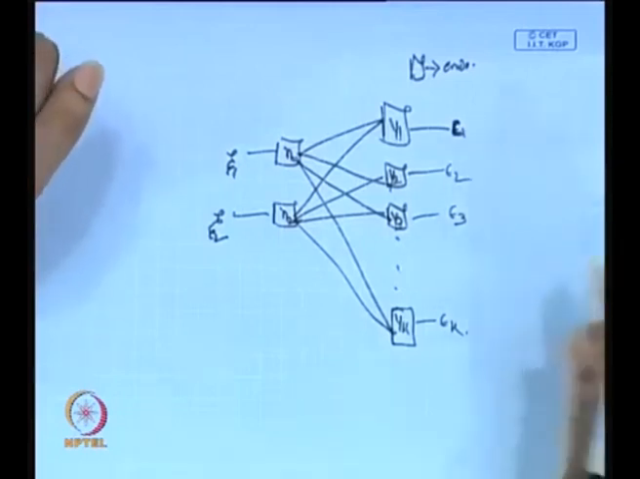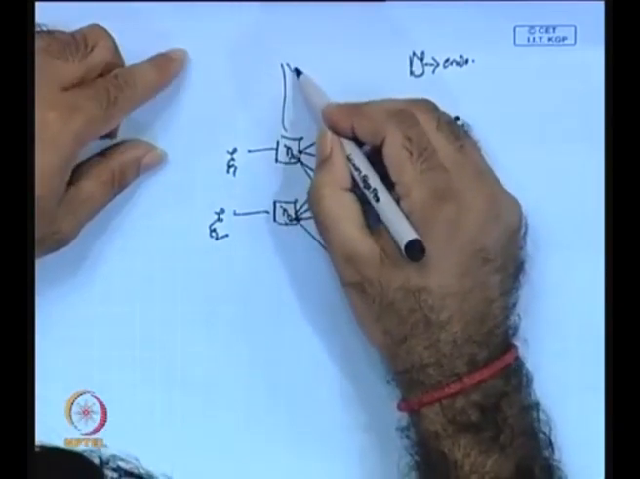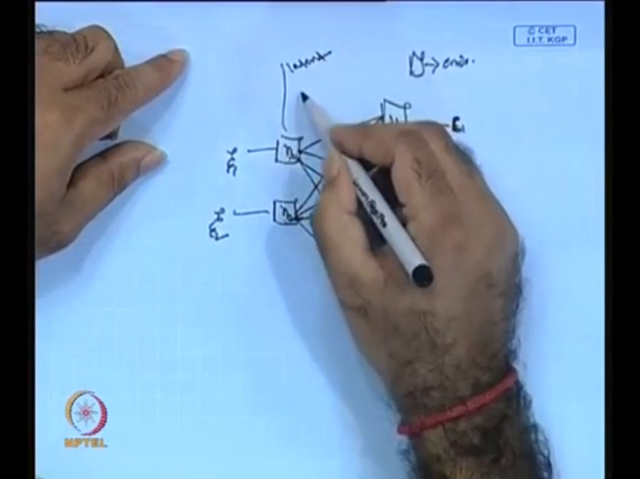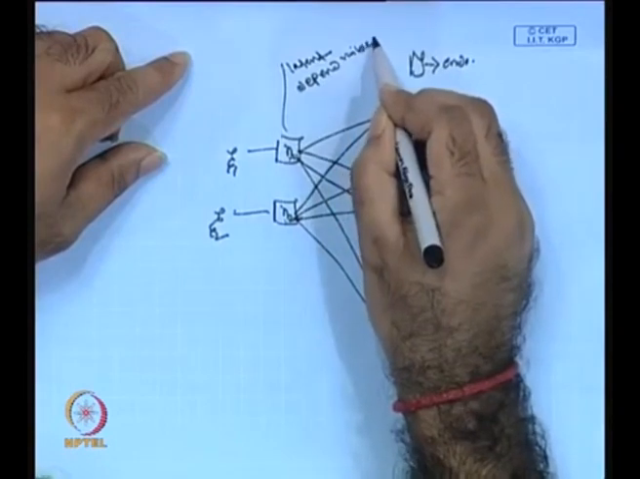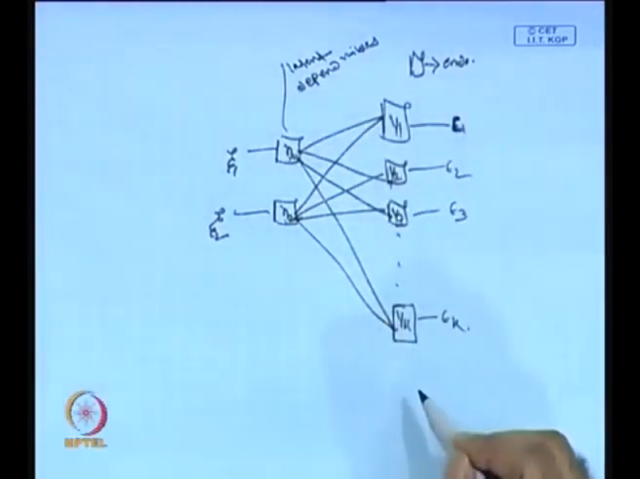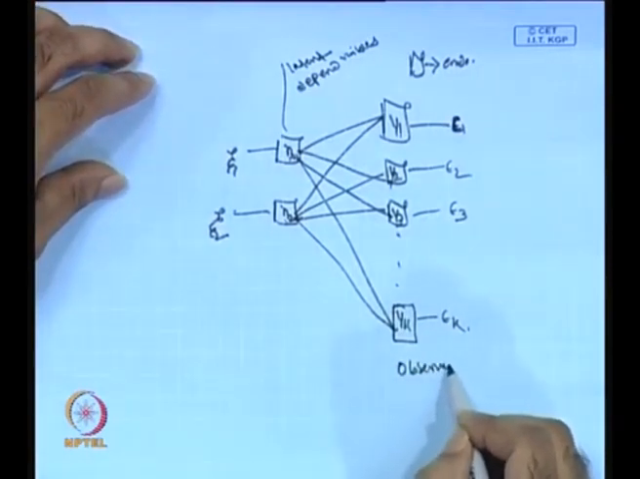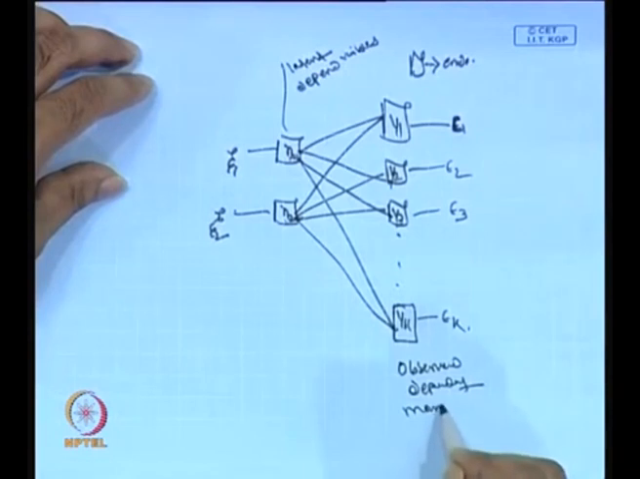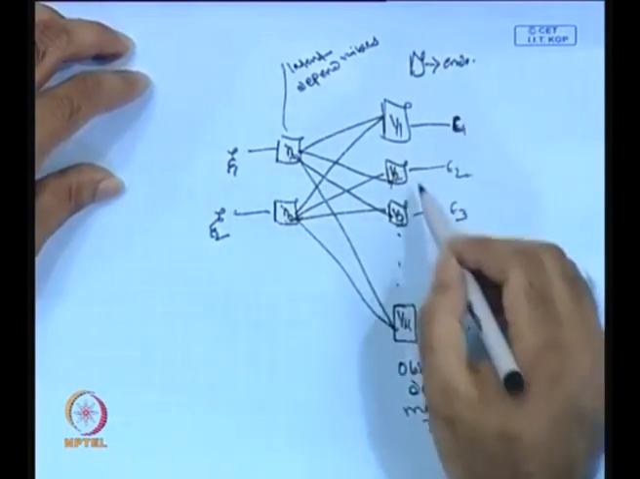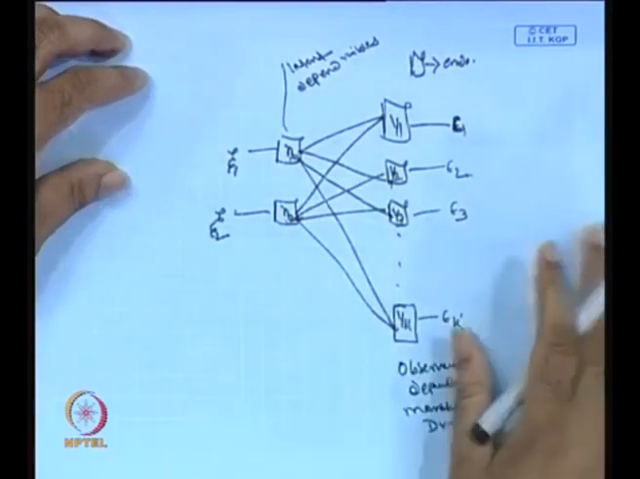This eta 1 and eta 2 are called latent dependent variables, and y1, y2 are called observed dependent variables, or manifest dependent variables. These are all error terms. These error terms are for the dependent clusters, and these error terms are for the latent dependent variables. So this is another side of the problem.